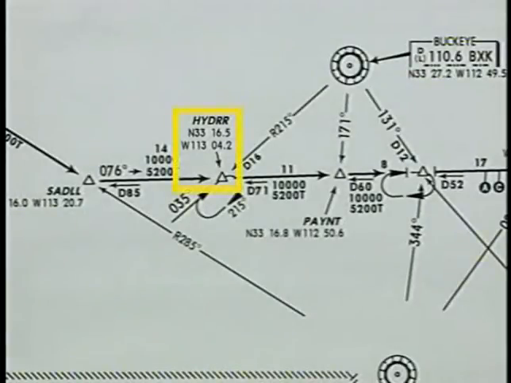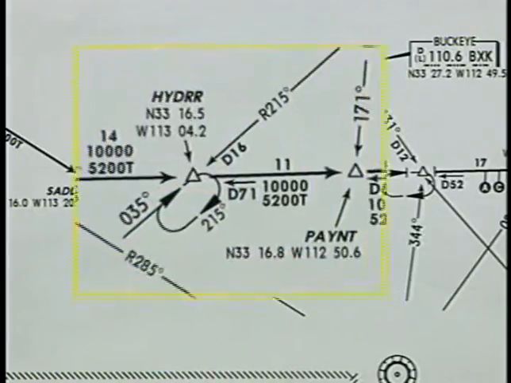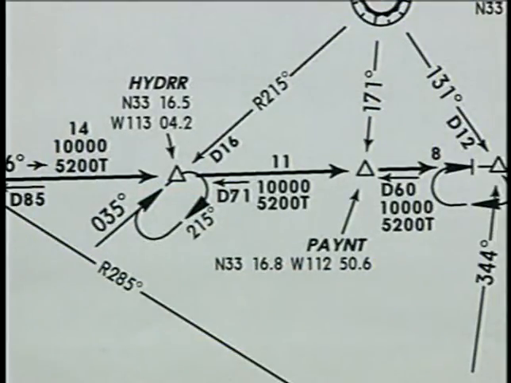Just before you reach Hyder intersection, Phoenix Approach issues the following clearance. "Cessna 241, cross Paint intersection at 10,000." This clearance authorizes you to begin the descent to 10,000 feet at your discretion, as long as you are at 10,000 feet when you pass Paint intersection.